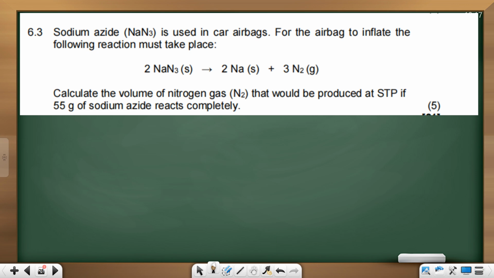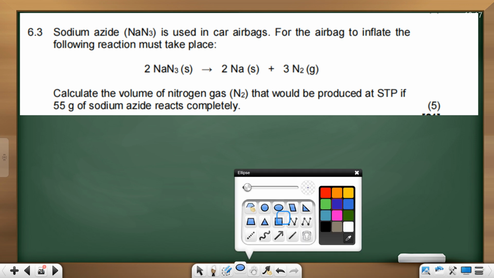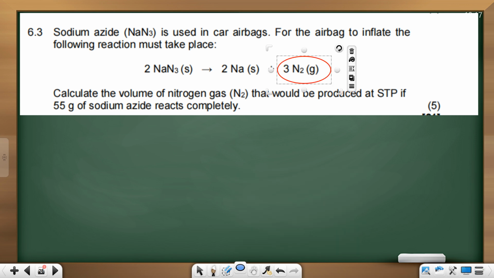Yes, I see percentage purity there. Come, let's do this. Sodium azide is used in car airbags. For the airbags to inflate, the following reactions must take place. We have a reaction. Calculate the volume of nitrogen gas. So always have an idea of what you're looking for. We're looking for volume there. That will be produced at STP. Now, that is where I am going to be using my molar volume as what? 22.4. If 55 grams of sodium azide reacts completely, completely means it is the limiting what?